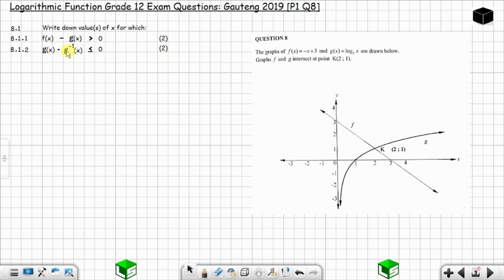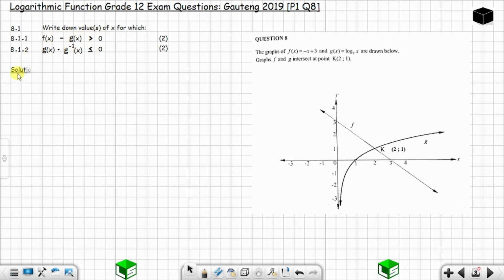Okay, you have 2 sub-questions on 8.1. You are requested to get the values of x for which f of x minus g of x is greater than 0 and g of x times the inverse of g of x is less than or equal to 0. Write down the values of x for which this is valid.